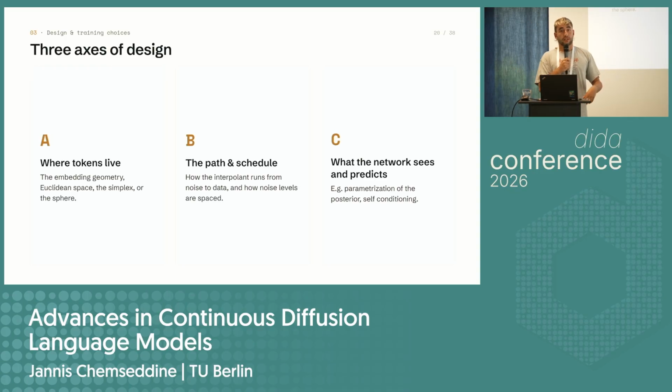Then the question is, what kind of path do you choose, right? You have some source distribution. You have some target. You need to define a curve. How do you do that? How fast do you walk along this curve? Where are the interesting parts happening at this curve, right? And the other thing is what the network really sees and predicts, right?